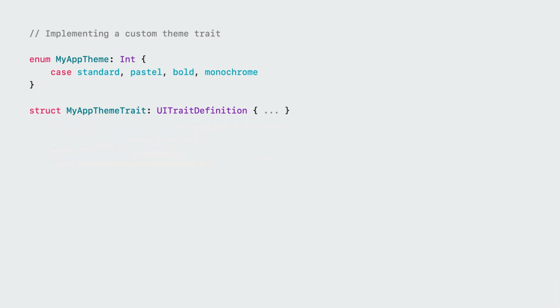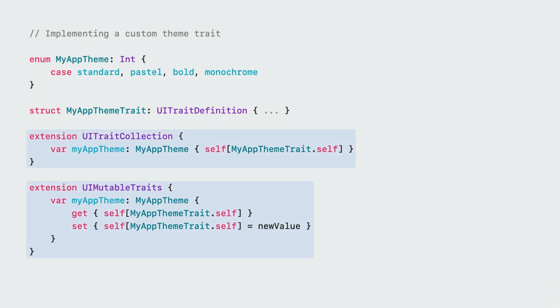I want to be able to use regular property syntax to set and get this trait, so I'll extend UITraitCollection and UIMutableTraits to declare a property, just as I did before in the previous example. And that's all I need to do to implement a custom theme trait. Now I can start using this new trait.